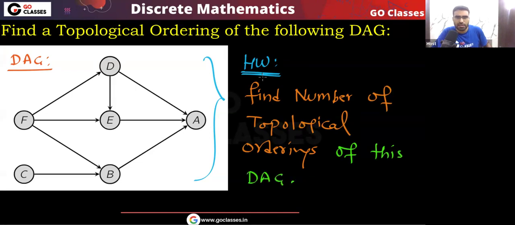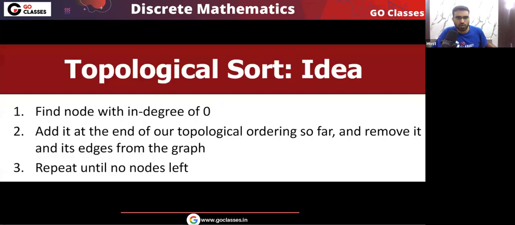Okay, is this clear? So put your answer in the comment. Please do that. This is your directed acyclic graph. Find the total number of topological orderings possible. You find that and put your answer in the comment. Okay, let's move on. Now let's see the algorithm.